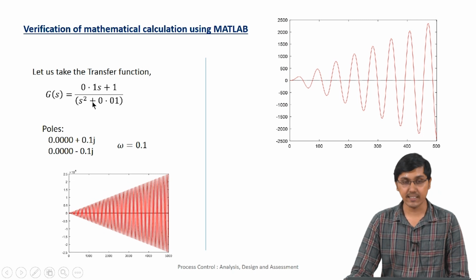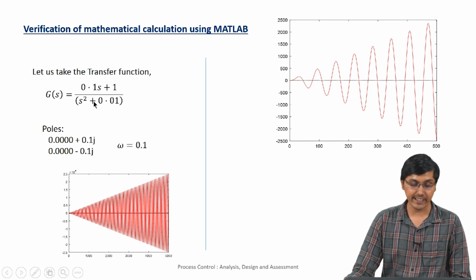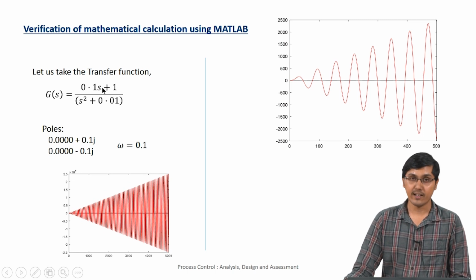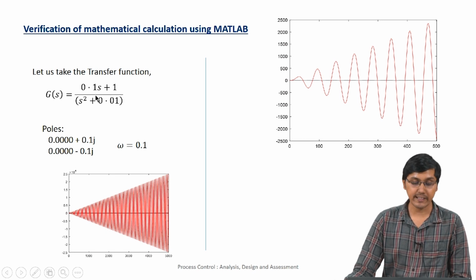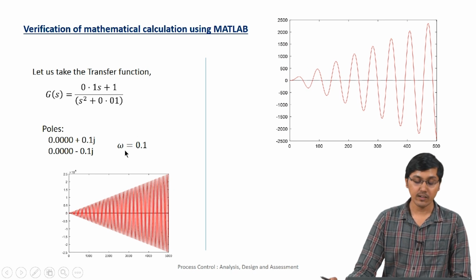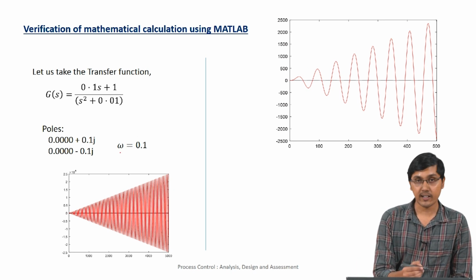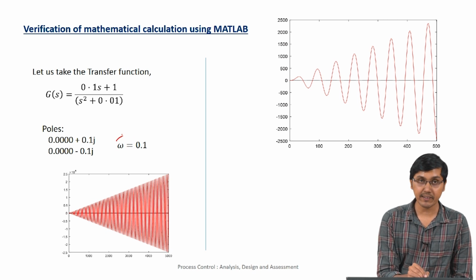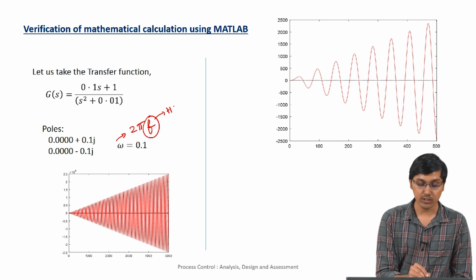So now something interesting we will look into. Let us say we have a transfer function (0.1 s plus 1) by (s square plus 0.01), and we excite it with the frequency of omega equal to 0.1. Remember, omega is nothing but the angular frequency, which is 2 pi f, where f is the actual frequency that we measure in hertz.